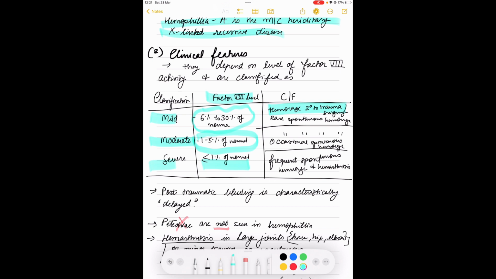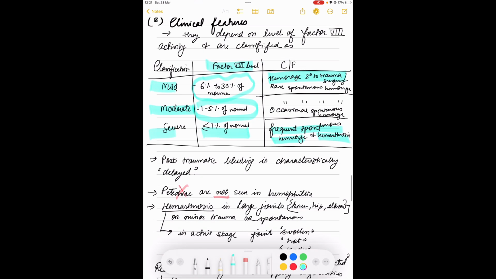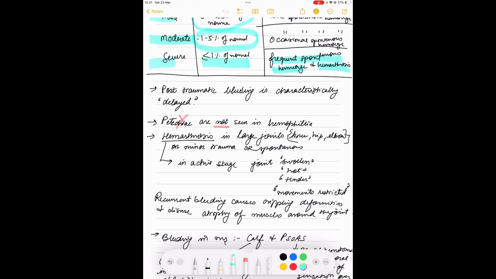The severe cases are going to manifest as spontaneous hemorrhages and hemarthrosis. Petechiae is not seen in hemophilia, which you should be aware of. It's visible in platelet deficiencies and platelet defects, so basically all problems which cause difficulty in primary platelet plug formation, but here the difficulty is in secondary platelet plug formation.